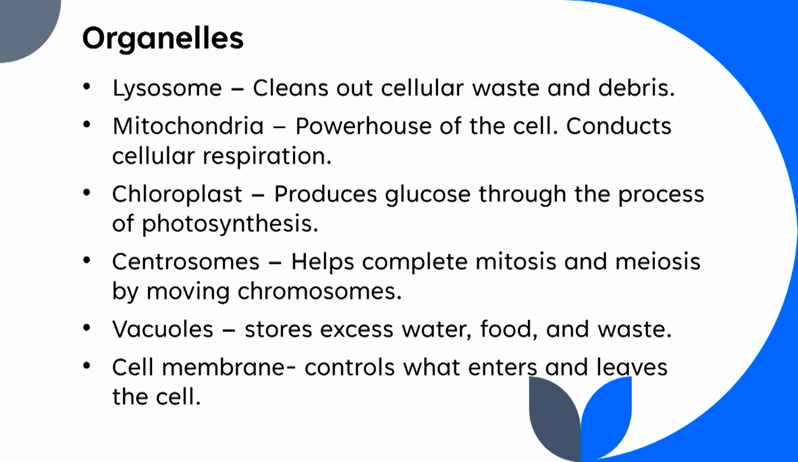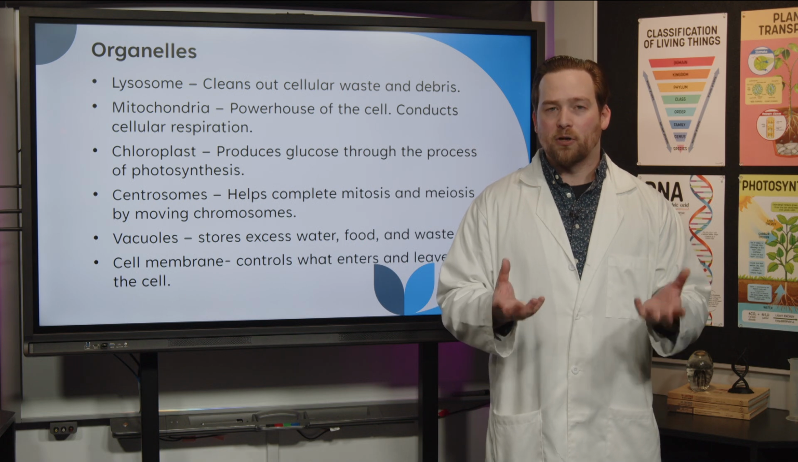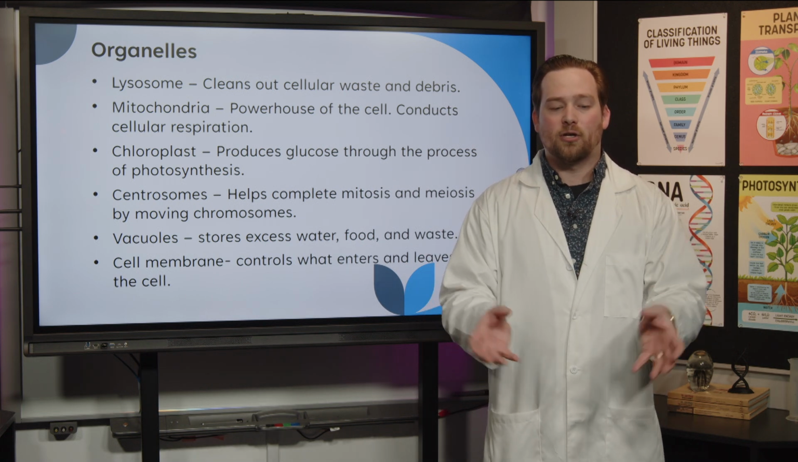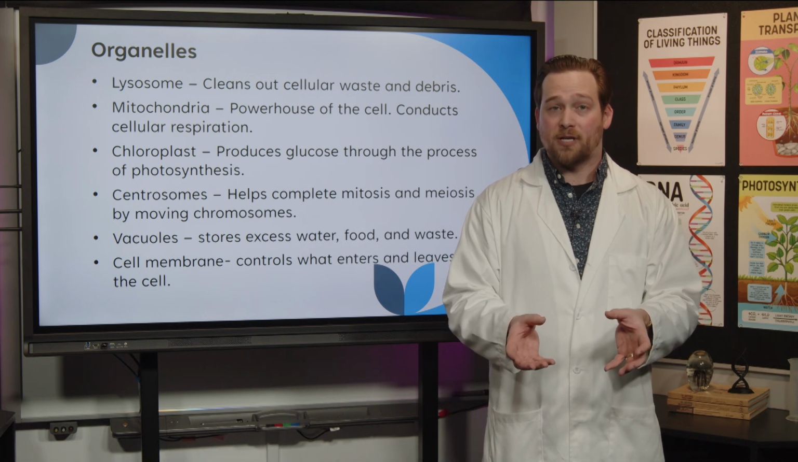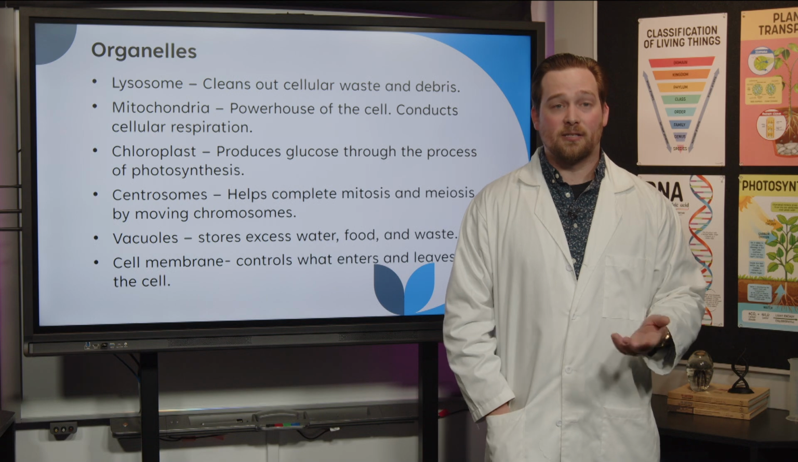The next organelle is a vacuole. I think of a vacuole like a warehouse because its job is that it stores excess water, food, and waste. So it's just a place to put stuff until we're ready to use it. And then lastly, we have the cell membrane. The cell membrane controls what enters and what leaves the cell. We call that semi-permeable. It's made up of phospholipids, so it's a good way to define the outer boundary of the cell. It's like, hey, everything over there is outside of the cell, and everything in here is inside of the cell.